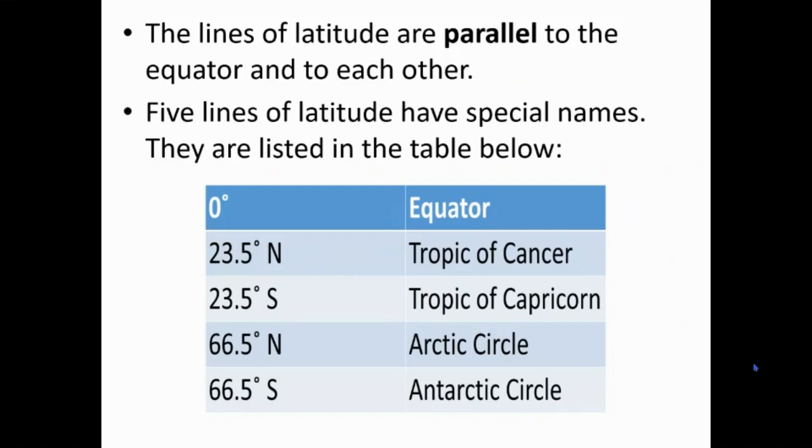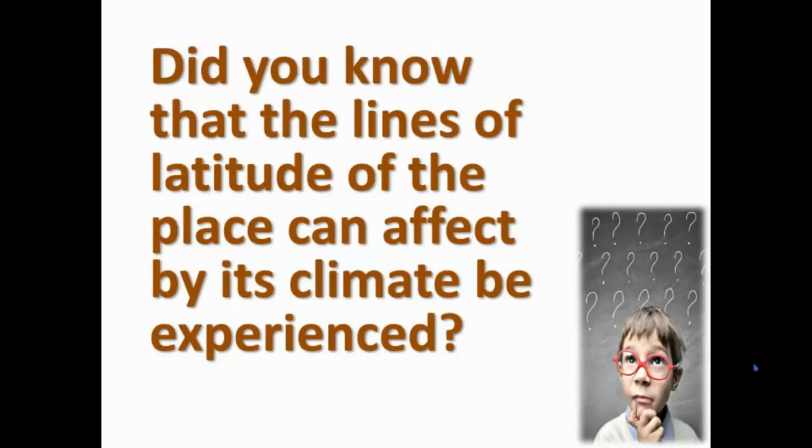So yung 0 degree, yan yung equator. 23.5 degrees north, Tropic of Cancer. 23.5 degrees south, Tropic of Capricorn. 66.5 degrees north, yan yung Arctic Circle, and then 66.5 degrees south, yan yung Antarctic Circle. So did you know that the lines of latitude of the place can affect the climate we experience?